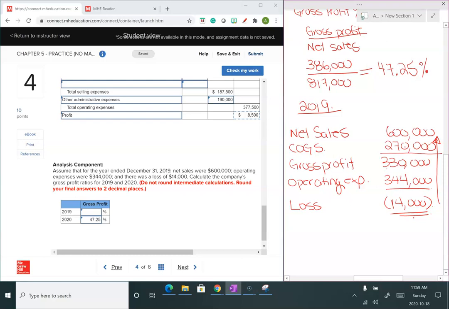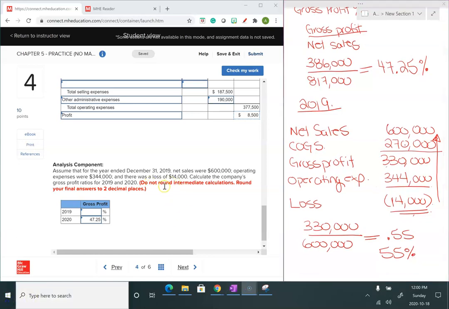So then I know my gross profit percentage is my gross profit, 330, divided by your net sales of 600,000. And that gives me, I'm going to grab my calculator, 330,000 divided by 600,000. That gives me 0.55, and if you multiply that by 100, that means it's 55% exactly. So since it tells me to put everything to 2 decimal places, that's what I'll do. I'll do 55.00.